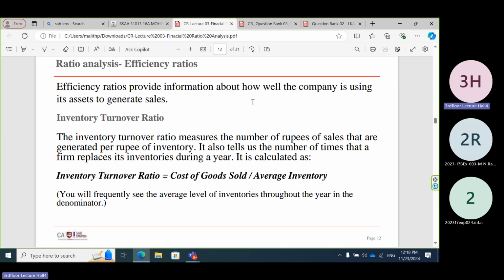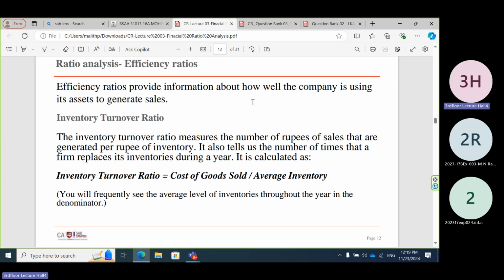Let's say we have an answer 10. Answer 10 means, what do you mean by that? Inventory turnover 10. 10 times we sold like average inventory. It means we have 360 days per year divided by 10.